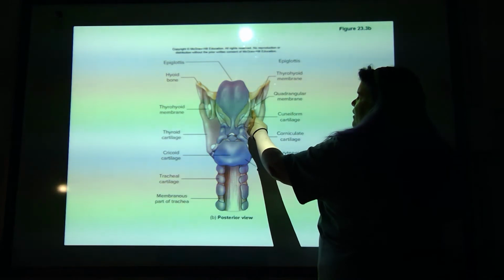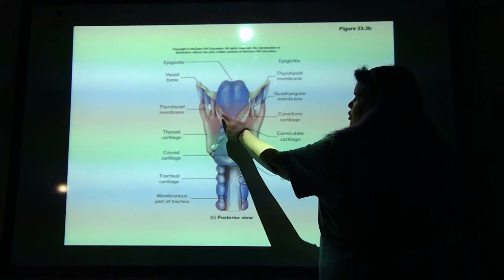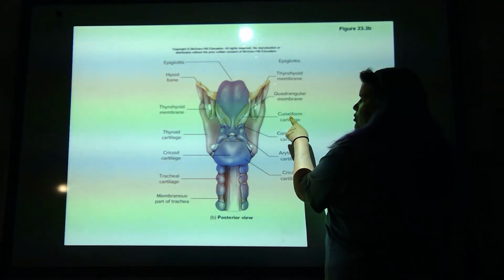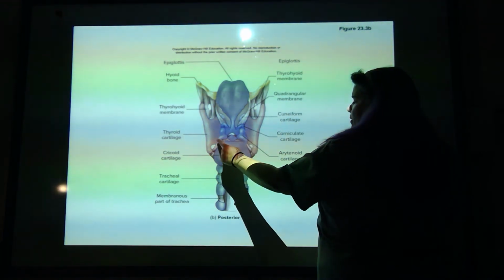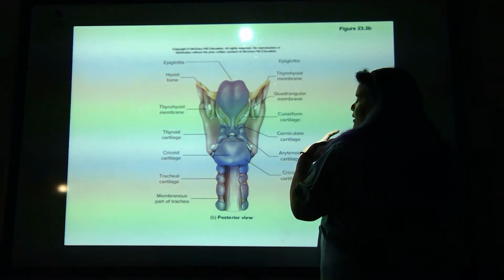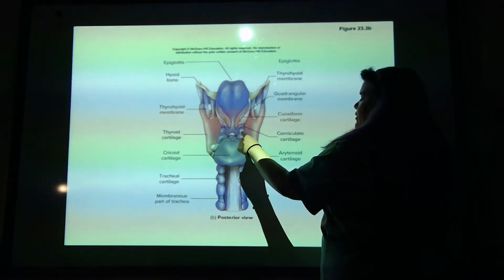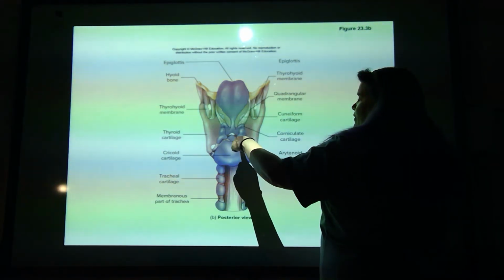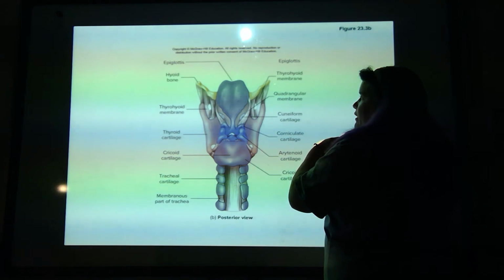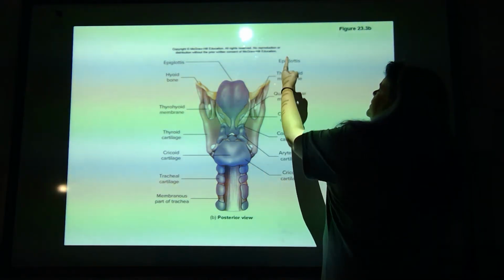The quadrangular membrane actually has two little pieces of cartilage inside called the cuneiform cartilage. And then here, you've got the arytenoid cartilage. These actually, corniculate cartilage, arytenoid cartilage. They're involved with the control of the tension in your vocal cords, okay? I don't know why that's there.